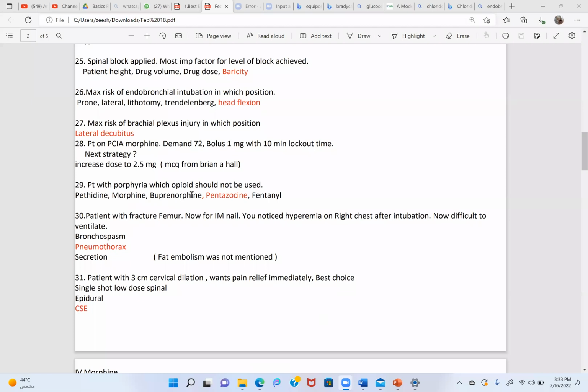Patient with porphyria, which opioid should not be used? Yes, it is pentazocine. You should be knowing. Yesterday I was telling the same thing. Drugs safe and unsafe in porphyria. Drugs prolonging QT interval. Okay. So I will also confirm and check these two questions and let you know. This endobronchial intubation and this question.